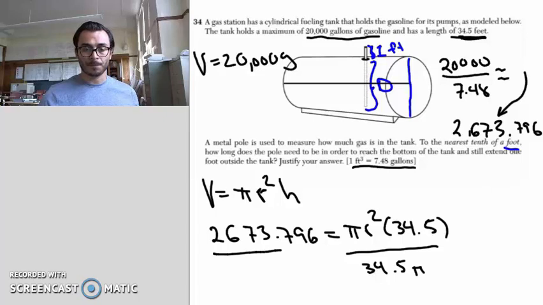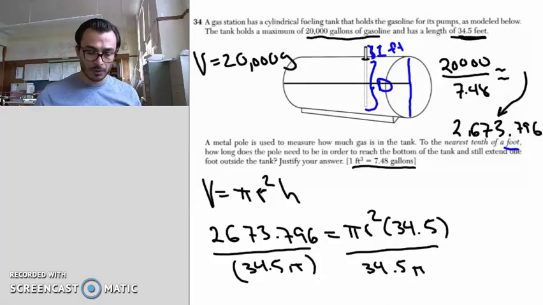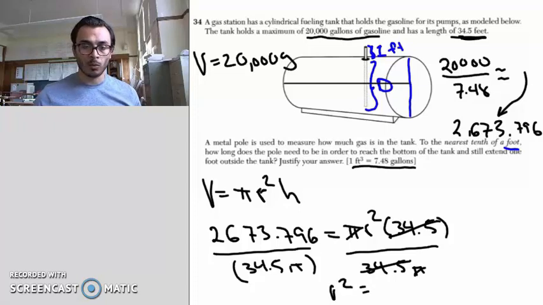I'm going to divide this by 34.5 pi. If you're going to divide this way, make sure you put parens around it, because if you don't, you'll get the wrong answer. So it's that number divided by 34.5 pi in parens. I get r squared, because this canceled out with this, and then the pi canceled out with this. So r squared equals 24.669.